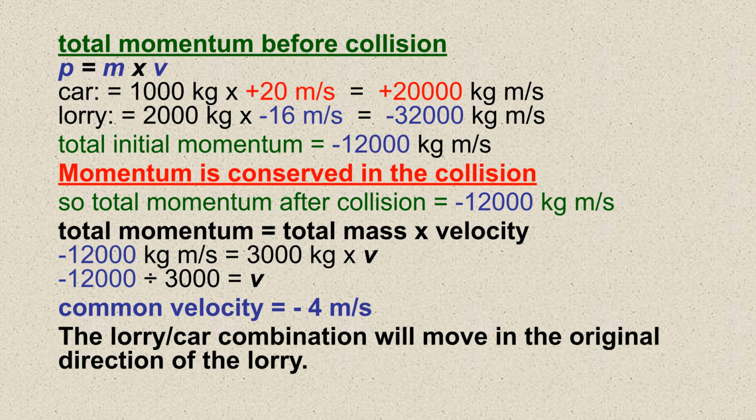If the car's velocity is positive 20 meters per second, the lorry's is negative 16 meters per second. The total initial momentum is 20,000 kilogram meters per second plus negative 32,000 kilogram meters per second, resulting in negative 12,000 kilogram meters per second. The common velocity is negative 4 meters per second. The combination moves in the original direction of the lorry.